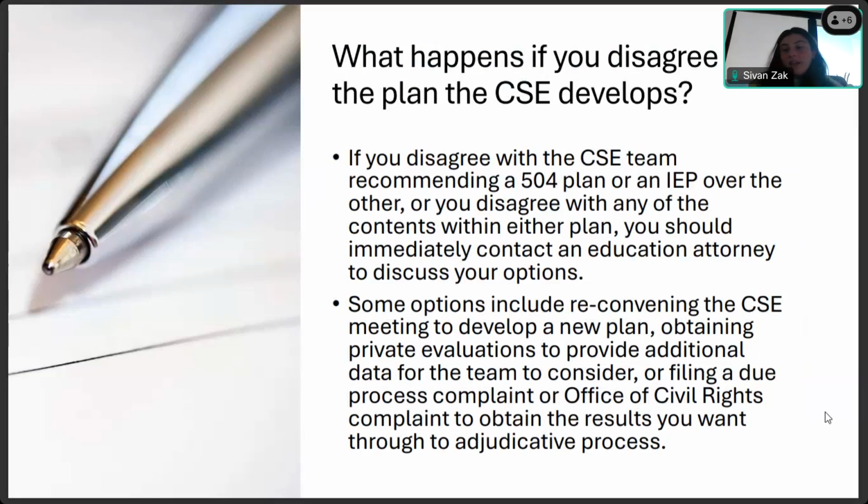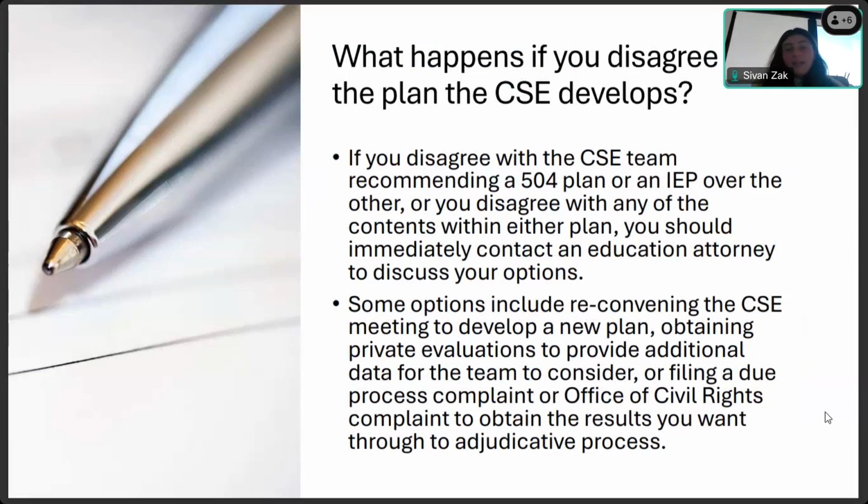And one thing I will note with this is that at any point in time in both the CSE IEP meeting or a 504 meeting, if you disagree with something right then and there, note it. Tell the CSE you want your disagreement noted on the document, so that if you go into due process down the line, if you have to go through any sort of adjudicative process, the last thing you want is them saying, well, you agreed with it at the meeting, if you didn't. So I always tell parents to always note your disagreement.